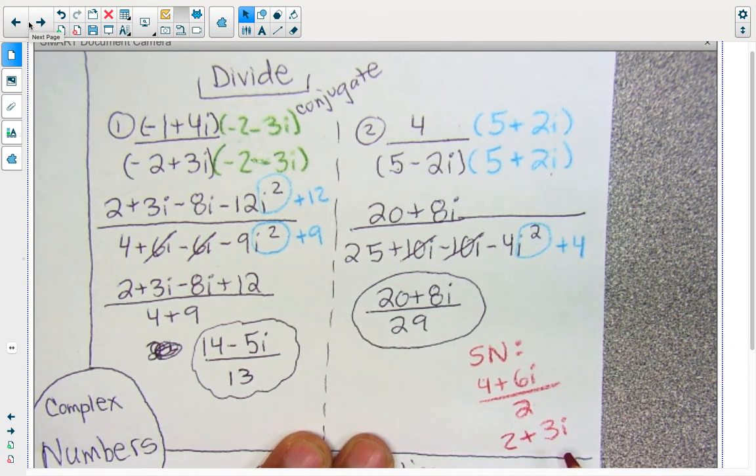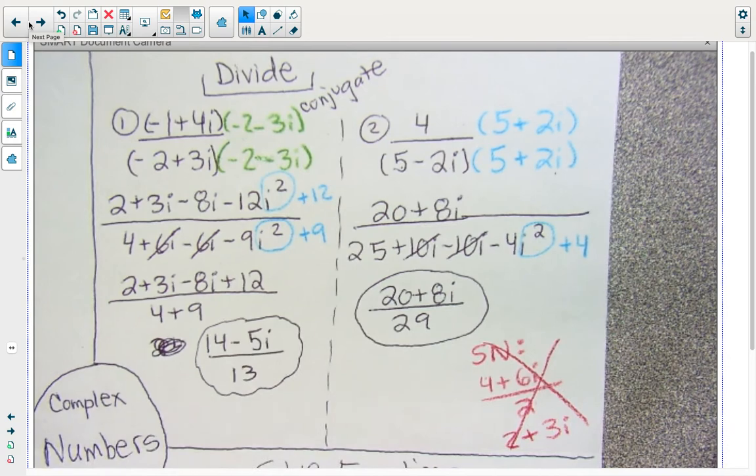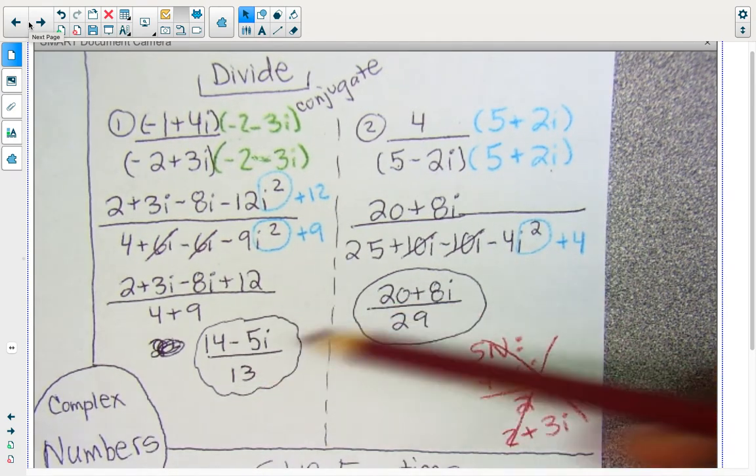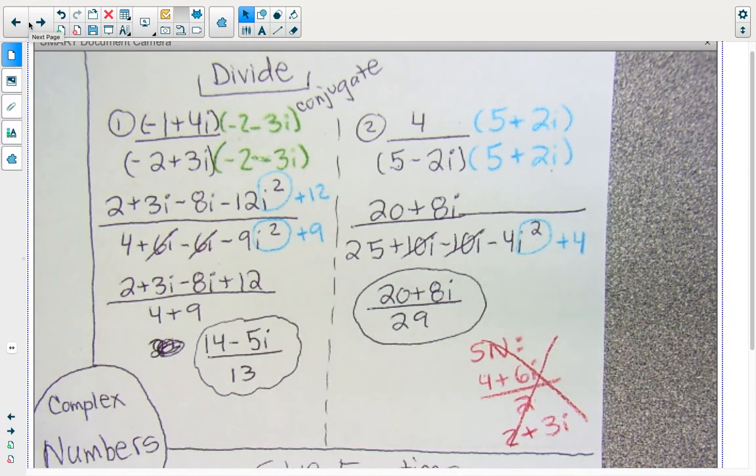So this is a side note. You do not have to write this down. I'm probably going to mark it out so you don't get confused. I just wanted to show you an example of what I mean by if you could reduce it, reduce it. But these that we did right here cannot be reduced.